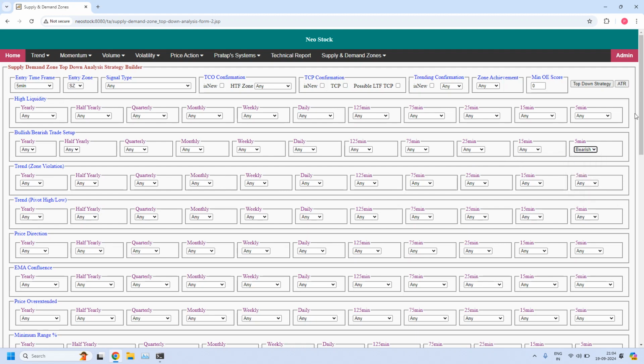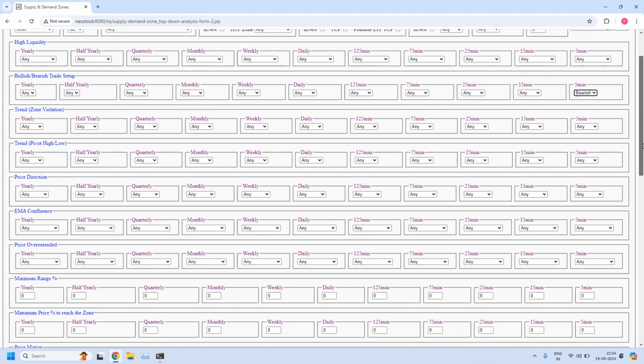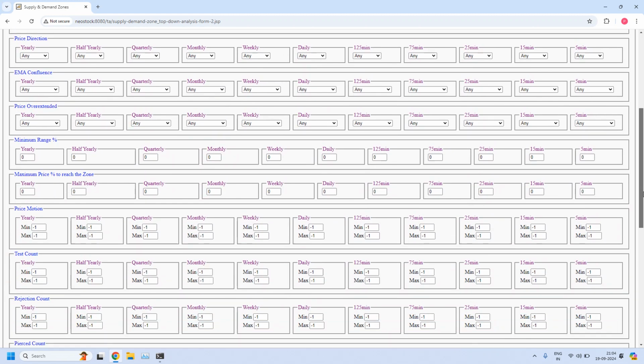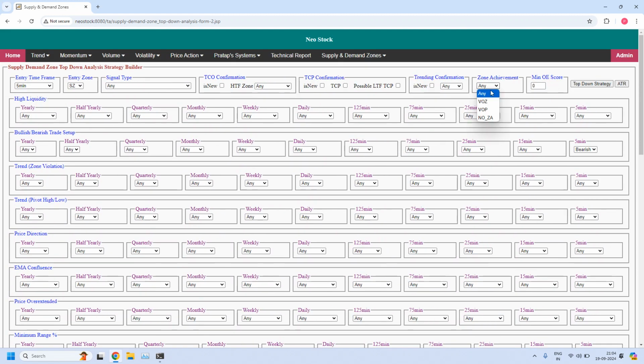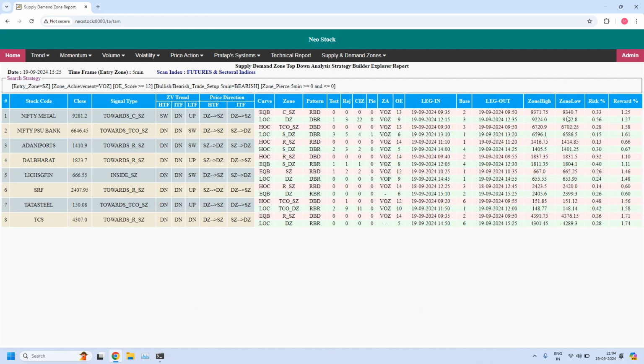The 5 minute supply zone should not be pierced. So in the pierced count, in the 5 minutes time frame, I am setting minimum value 0, maximum value 0. Zone achievement is a violated opposing zone. Minimum odd and enhanced score is 12. All the 3 filters are applied to 5 minutes supply zone. Let's verify. 8 stocks are filtered. Currently, these 8 stocks are supporting bearish trade setup for, I repeat, bearish trade setup for hourly income trade.